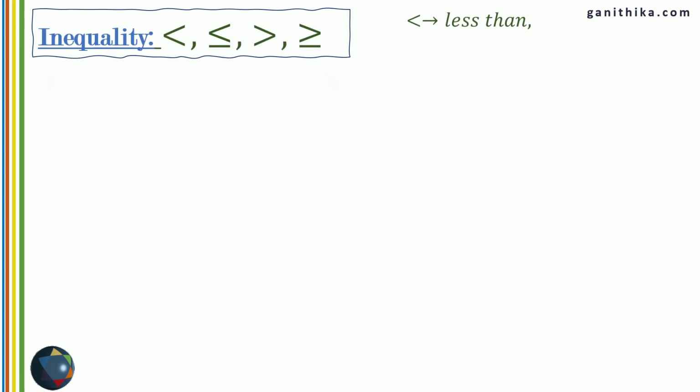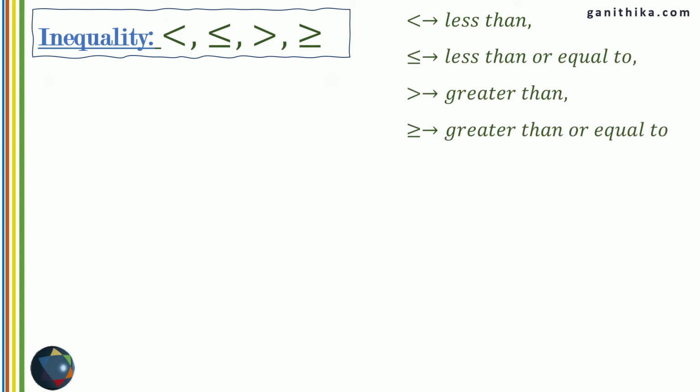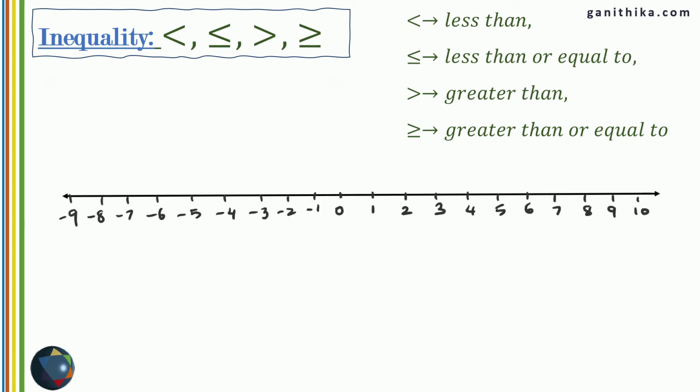The next part of numbers is inequalities. Less than or equal to, greater than, and greater than or equal to. These are the symbols that you need to know for different inequalities. You should know how to represent the inequalities on a number line like this.